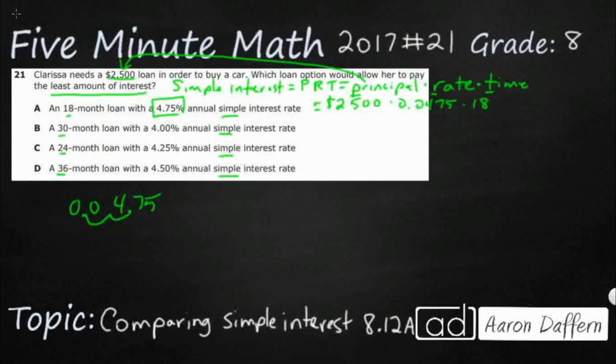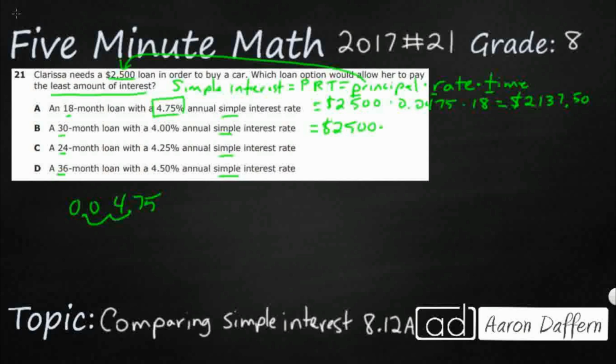We're going to do our 2,500, multiply that times the 0.0475 times the 18. And if you're doing it along with me, you're going to get an interest payment of $2,137.5. We'll call that 50 cents. So that's all we're going to do for each of these. We're just going to keep that $2,500 in there.